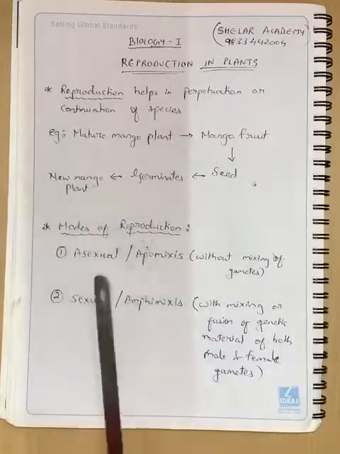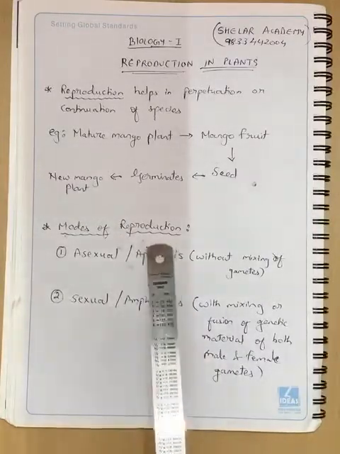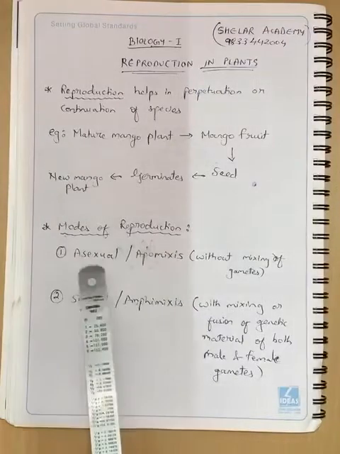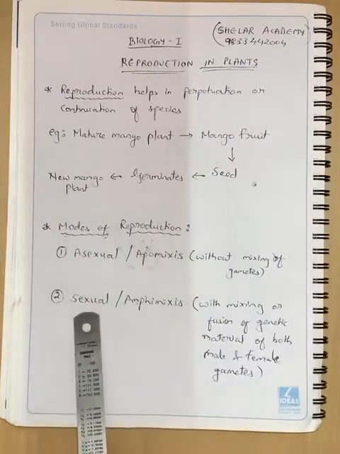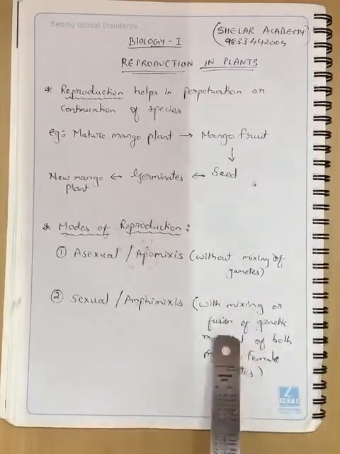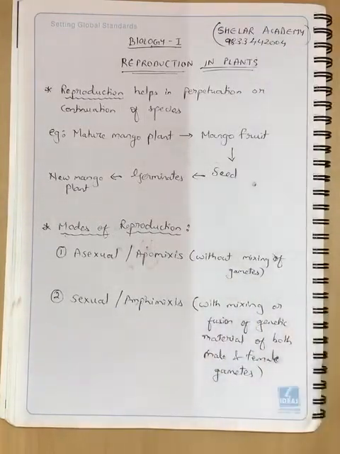Okay. Now what are the different modes of reproduction in plants? I am stressing again and again in plants because you will hear the terms asexual and sexual reproduction in animals also. वहाँ पे भी basic concepts are same, but the results and the detailings are different.